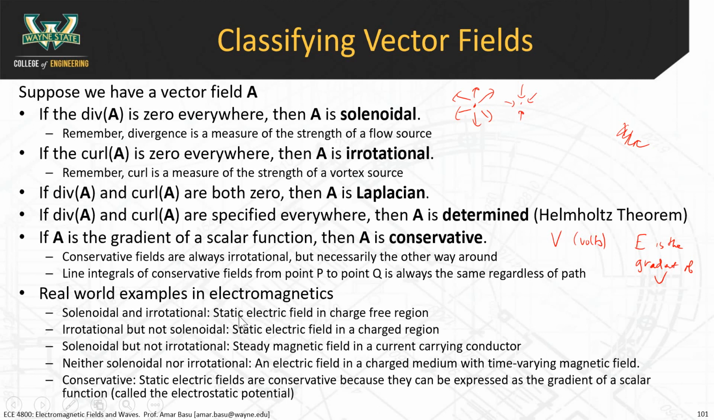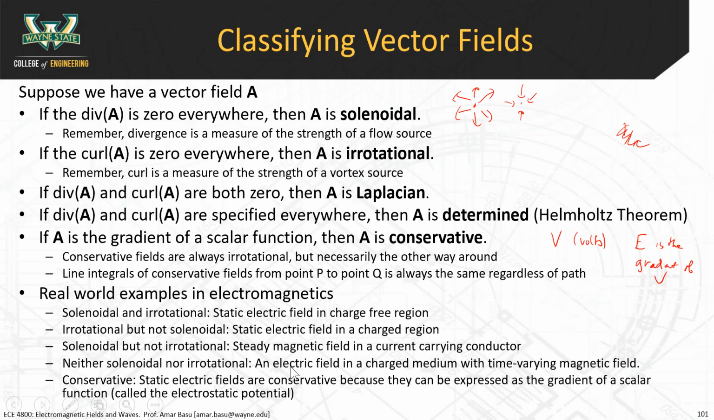Real-world examples, just to wrap up here. A static electric field in a charge-free region is considered solenoidal and irrotational. A static electric field in a charged region is irrotational but not solenoidal, because if you have charges in there, then you have sources and sinks, so it can't be solenoidal. A steady magnetic field in a current-carrying conductor is solenoidal but not irrotational.